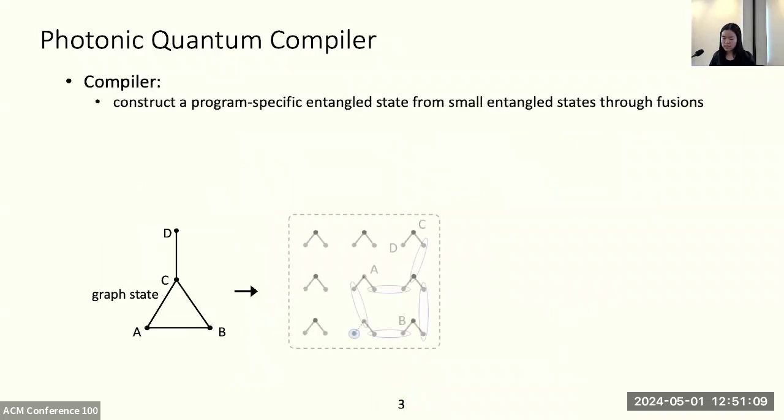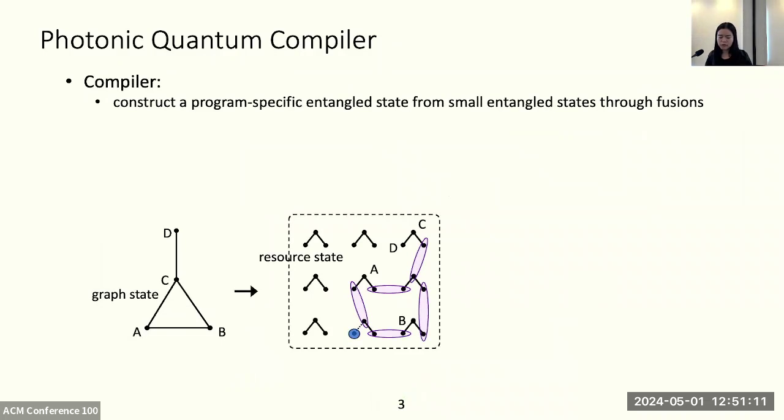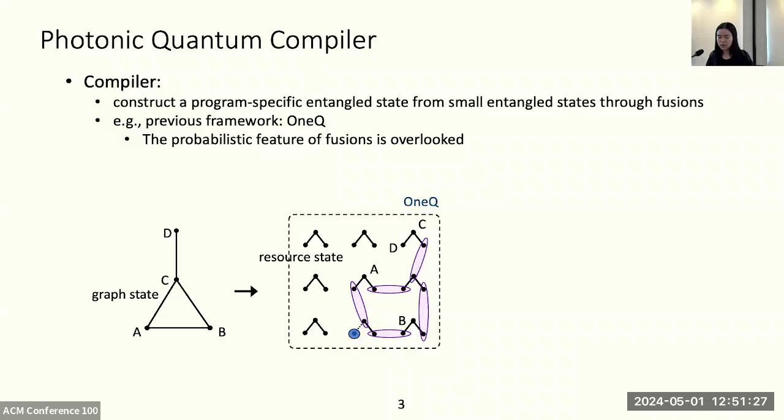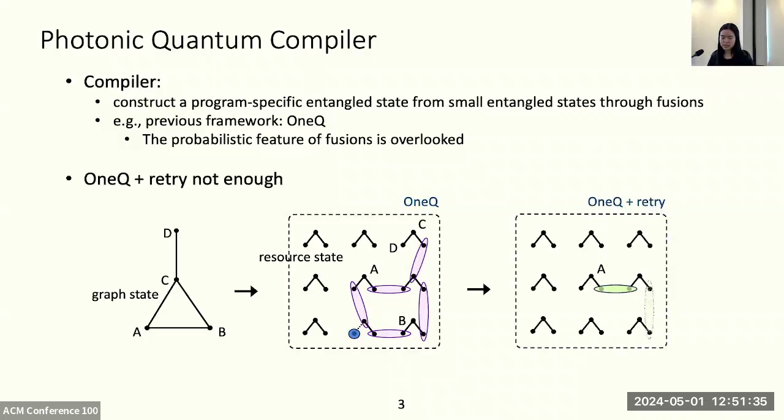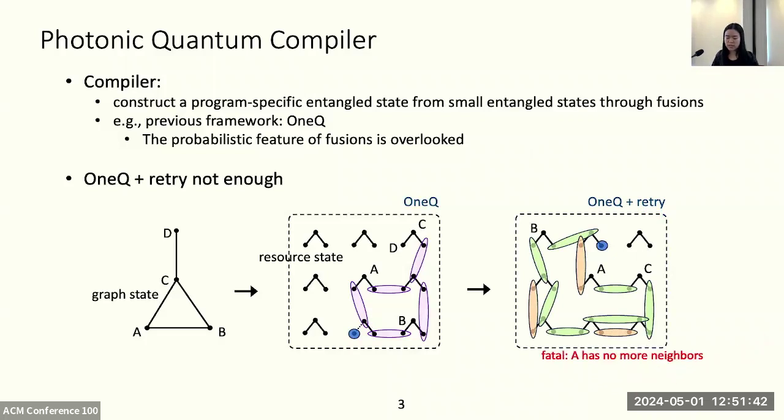What a compiler does is to construct a program-specific graph state from small entangled states on the hardware called resource states, through these fusions shown in purple. And this is performed under the fusion connectivity constraints in a lattice form. In the previous compilation framework named 1Q, the probabilistic nature of fusions was overlooked. Although 1Q can be modified to incorporate a retry mechanism, here green and red stand for fusion success and failures, it requires sequential fusion executions, making it not scalable.